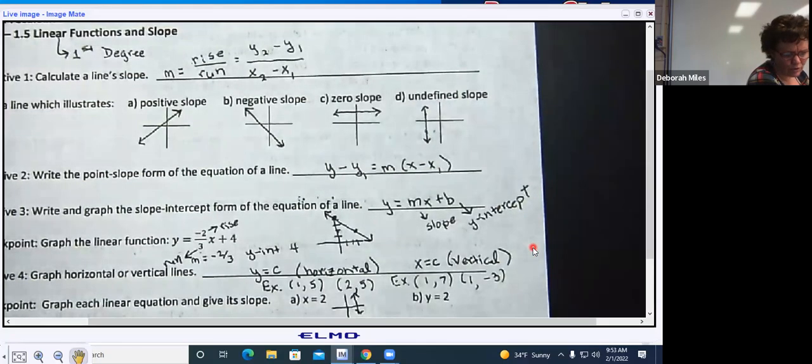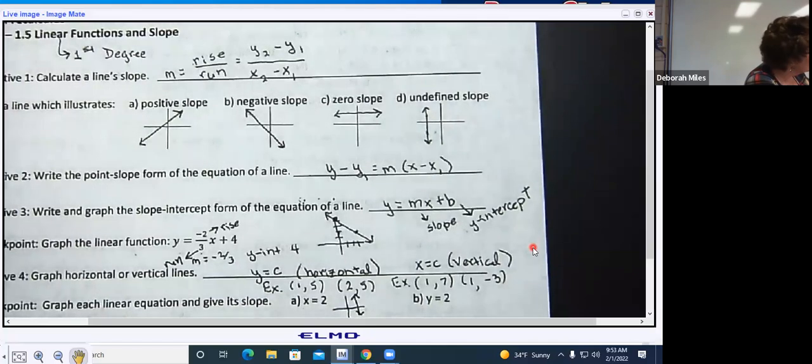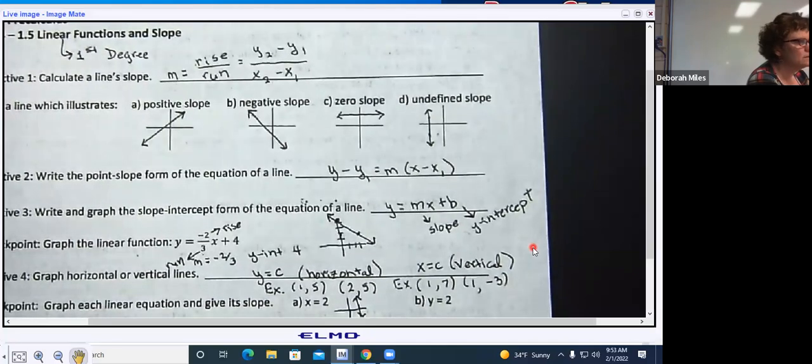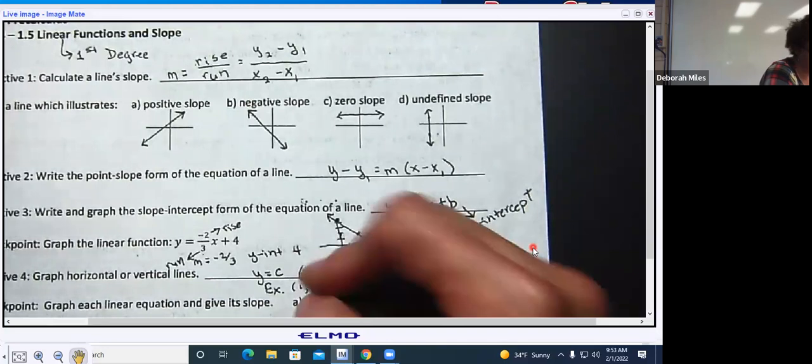And just to beat a dead horse here, remind me again what the slope of that line is. Undefined.